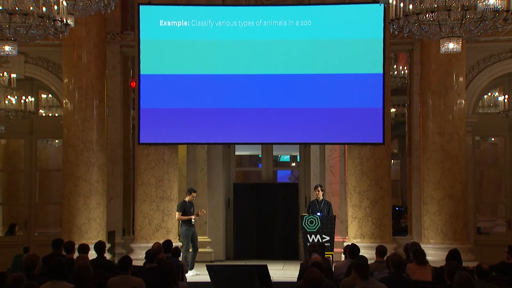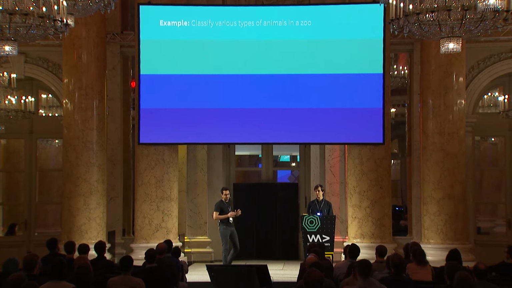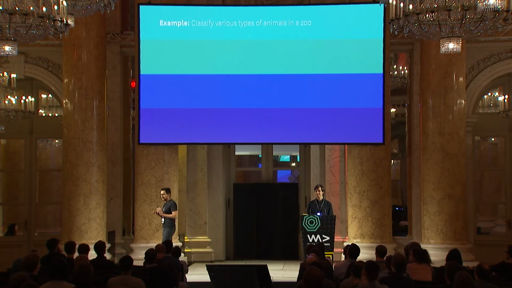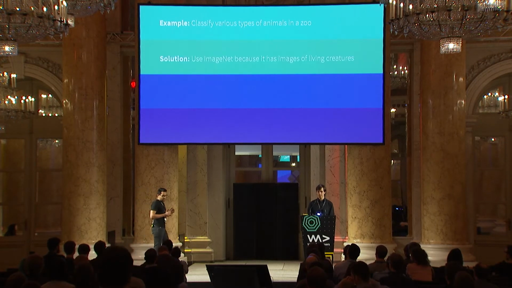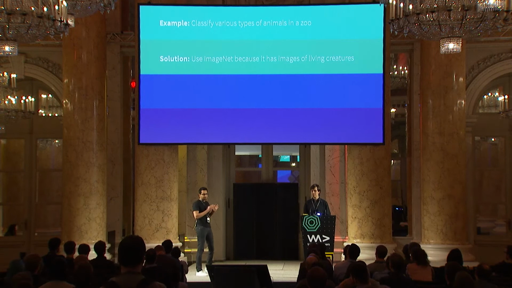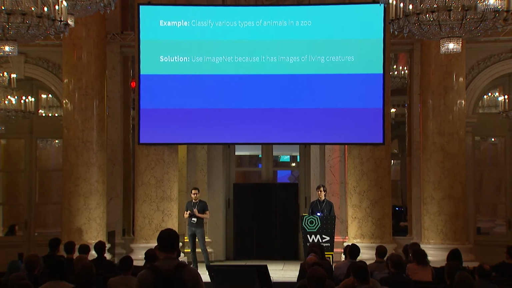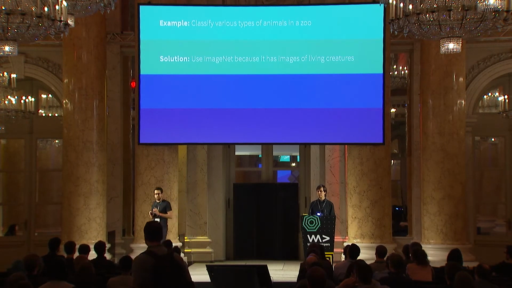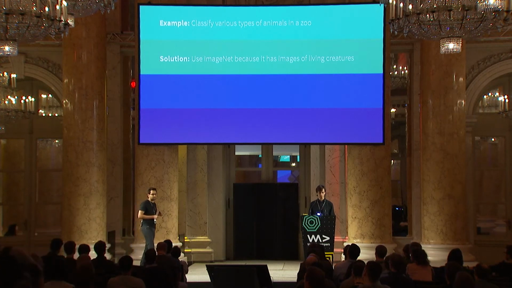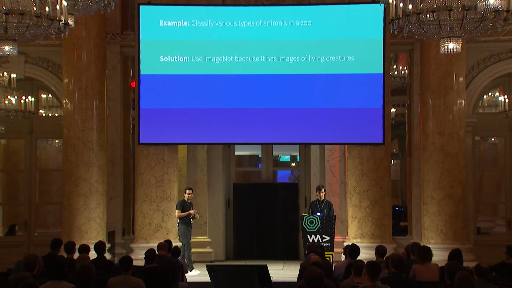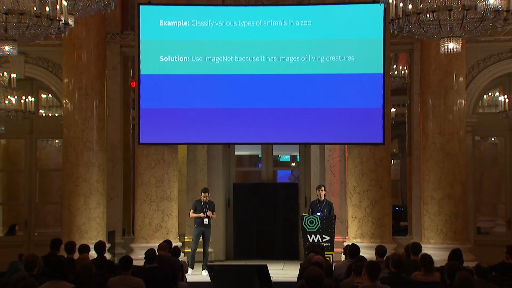To conclude, let me give a very practical example. If your task is to classify different kinds of animal images in a zoo, then use any pre-trained model which is trained on an ImageNet data set, because it has already seen all the images of a living creature. So it can generalize well.